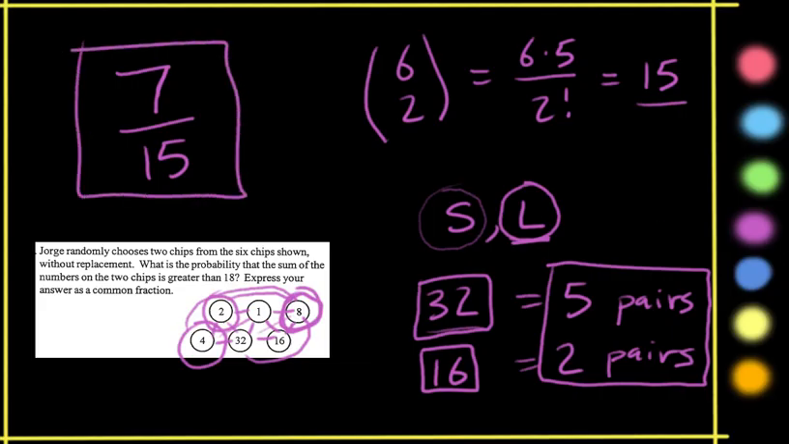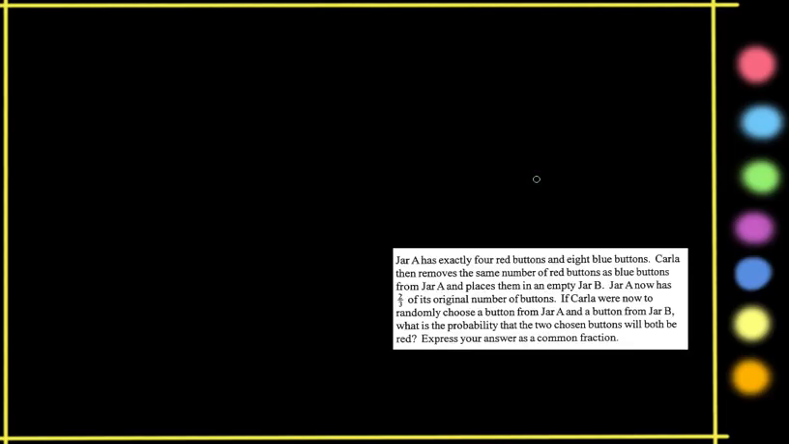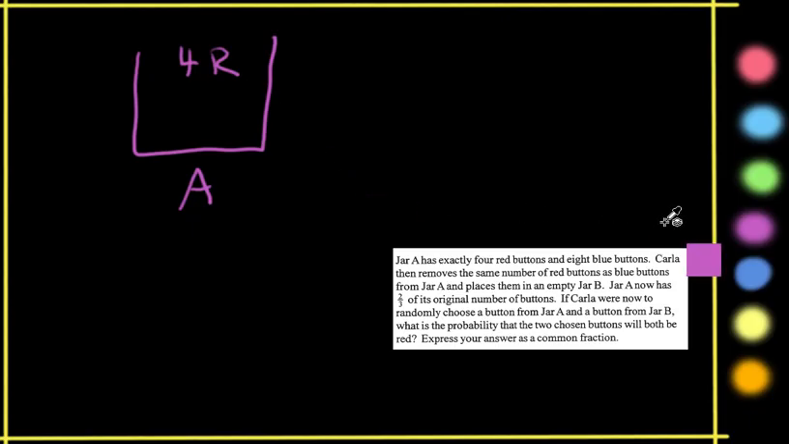All right, great. Let's move on to this one. So this one says jar A has exactly 4 red buttons and 8 blue buttons. Okay, so this is jar A, and it's got 4 red buttons, and then it's got 8 blue buttons.